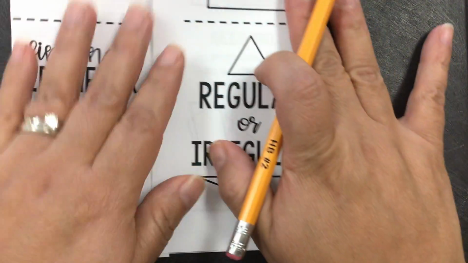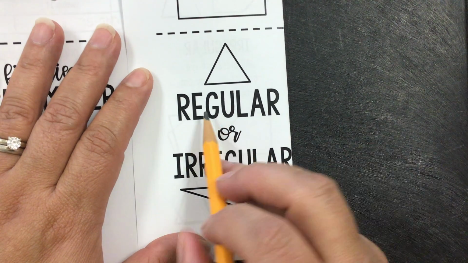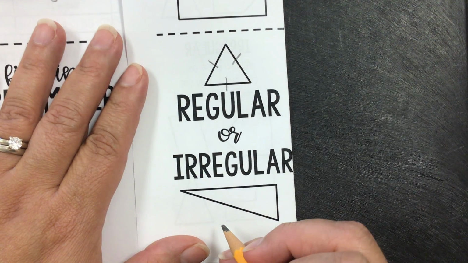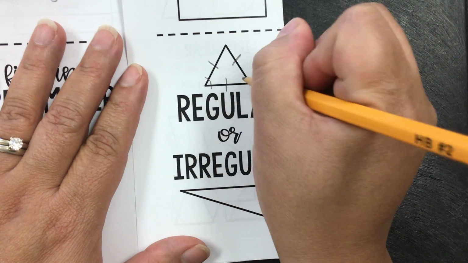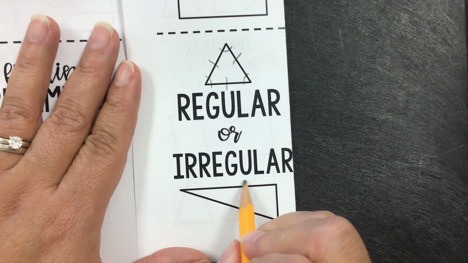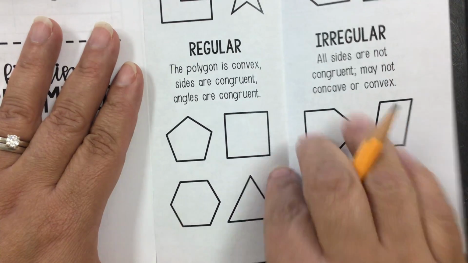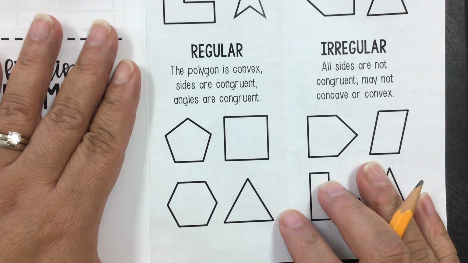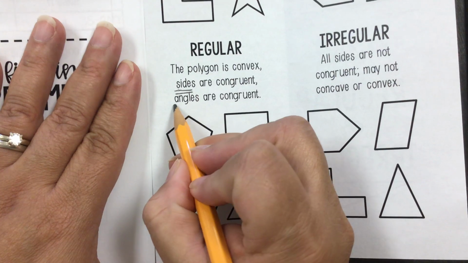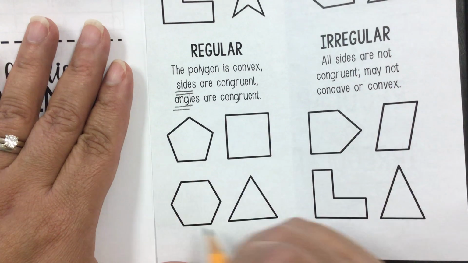We're going to go down here to the regular, irregular. What it means to be regular is equilateral. That means all the sides are equal. And equiangular means all the angles are equal. It has to have both conditions. If it doesn't, or it doesn't have any notation, it's irregular. So if we take a look inside, if the polygon is convex and sides are congruent and angles are congruent, then it's regular. See here how we have no notation?